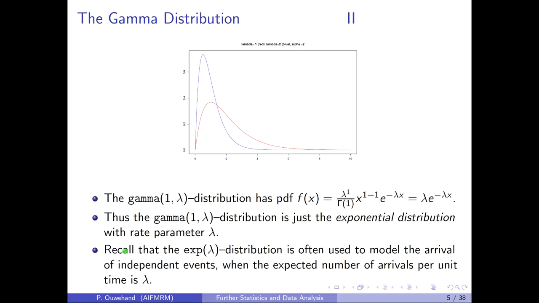Now recall that the exponential lambda distribution is often used to model the arrival of independent events such as defaults or catastrophes when the expected number of arrivals per unit time is lambda.